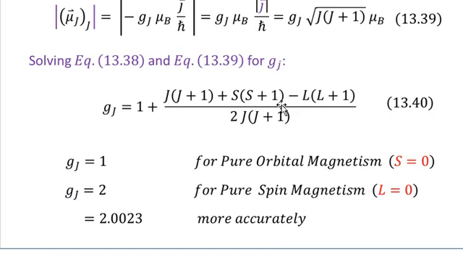So you can find out that for the pure orbital case, gj is equal to 1, because for the pure orbital magnetism, S is equal to 0, and gj is equal to 2 for the case of pure spin magnetism, where the orbital quantities will be equal to 0. But these are the classical values. You know that the actual or more accurate value will be equal to 2.0023. This is the more accurate value. But you know that this value is very close to the classical value.